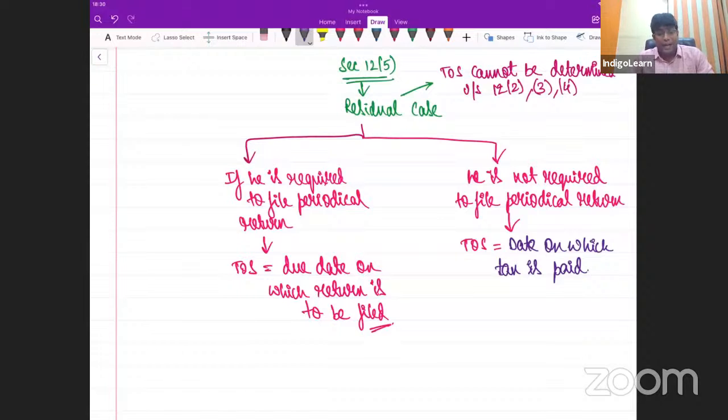Clear, friends? And practically, how can a question come in the exam is something like this, where they will tell we don't know the details of date of invoice, we don't have details of date of payment. When they give details like this, that means we can't apply 12.2, 12.3, 12.4. They might apply residual case 12.5. So if in some cases in the question we can't apply 12.2, 3, 4, then apply 12.5.